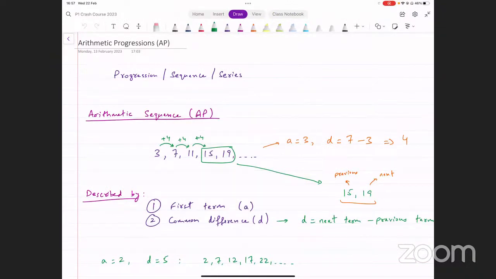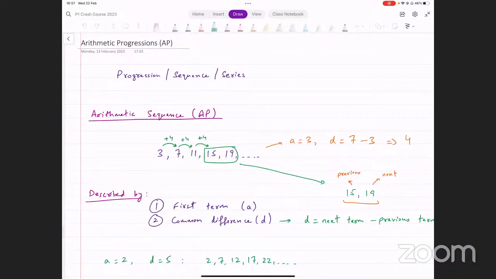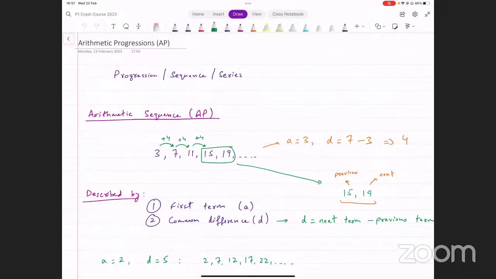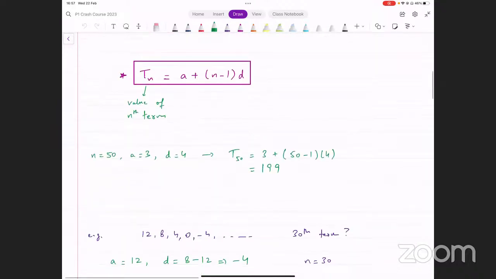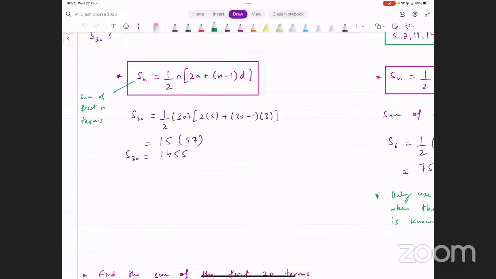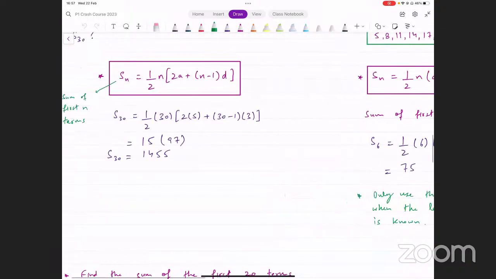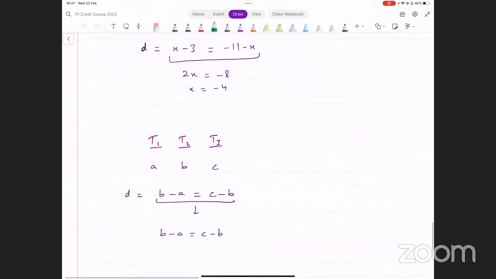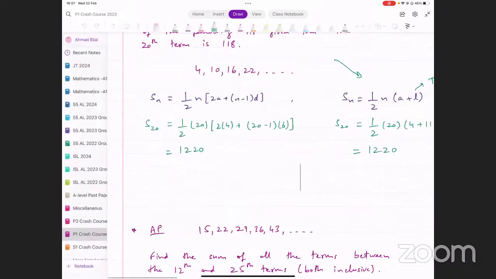In the last couple of sessions, we have discussed the formulas for arithmetic progressions and also geometric progressions, right? So we know the term formula for an AP, and the sum formulas for AP. There are two of them. We have discussed how to use those formulas in different situations and also talked about some more details.